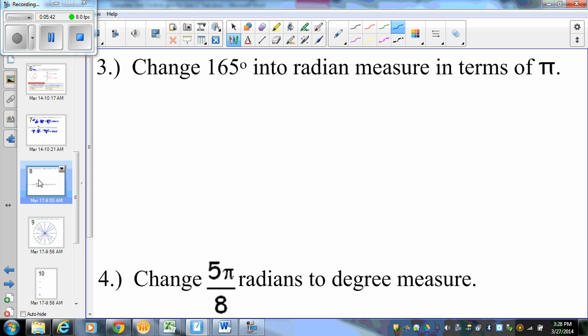I want you to pause the video for a minute, and I want you to convert 165 degrees into radian measurement in terms of pi, and then I want you to convert 5 pi over 8 radians into degree measurement.